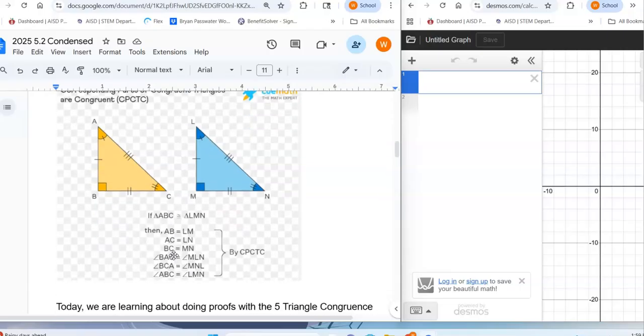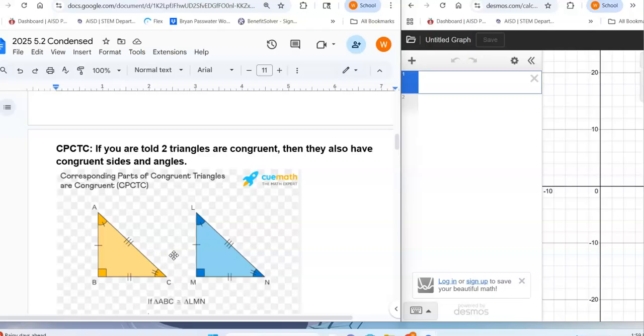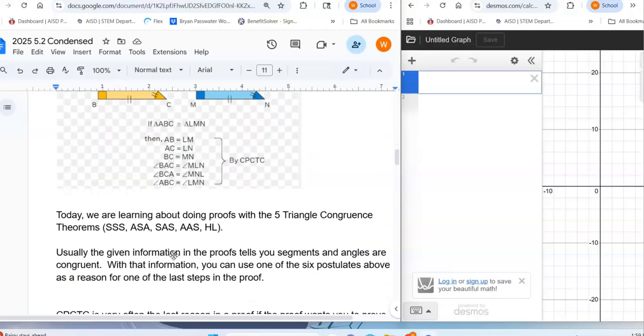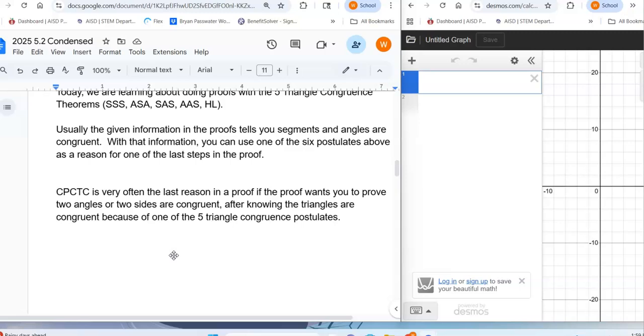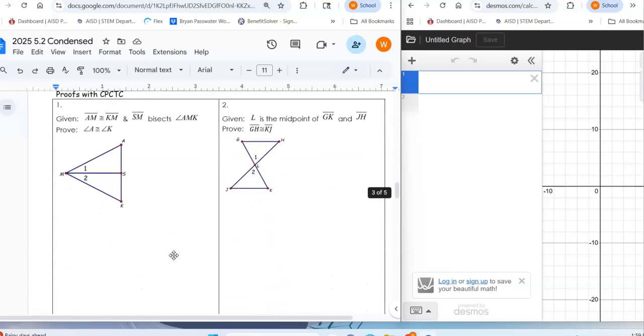It's very often the last step. If the proof is making you solve for some angle or some side inside of triangles that are congruent, most likely the last step of the proof would be CPCTC. Yeah, it would be. So I'm going to do a couple of these.